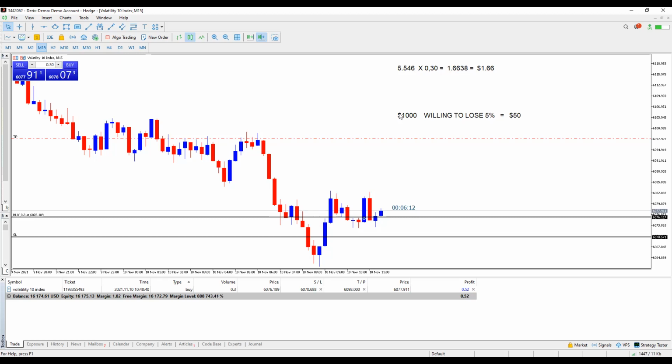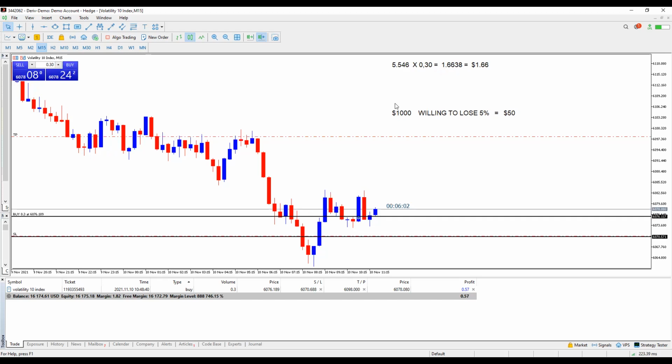$50 of that account, right? So this is the monetary value. Now, how do we then get the lot size for us to be able to risk this? So this is where it's gonna confuse a few people, but I'll try to make it simple.